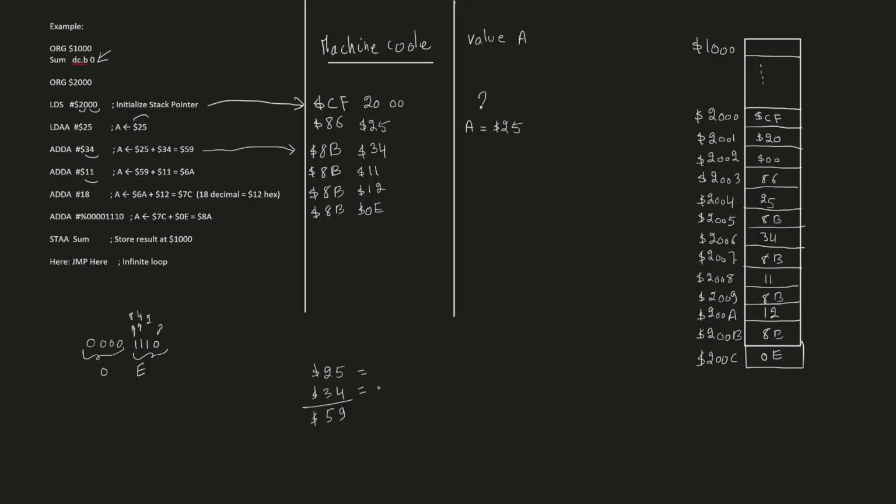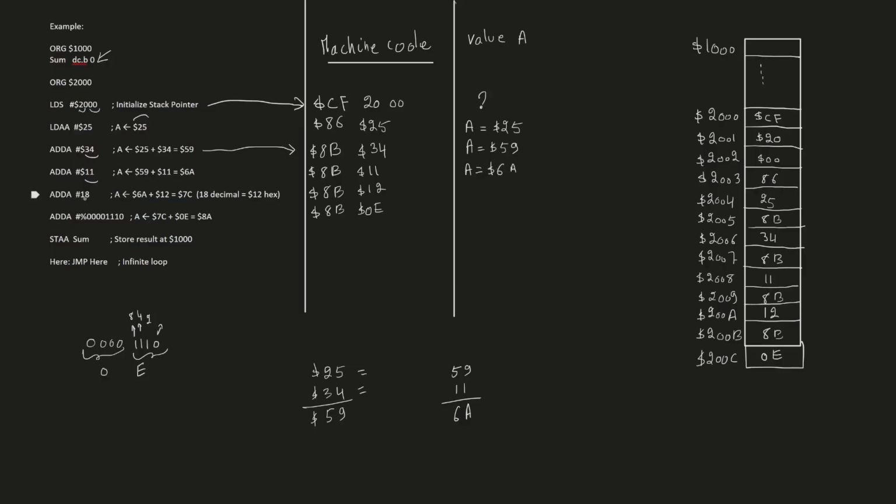Also, it's better to convert to binary and then add them and then convert to decimal if it's hard, but this one is easy. So A will be 59 after this instruction is executed. Next instruction, we say add 11. So we have 59 and then we add 11. So 9 plus 1 is 10, 10 is A, and then 5 plus 1 is 6. So A is 6A after this instruction is executed.